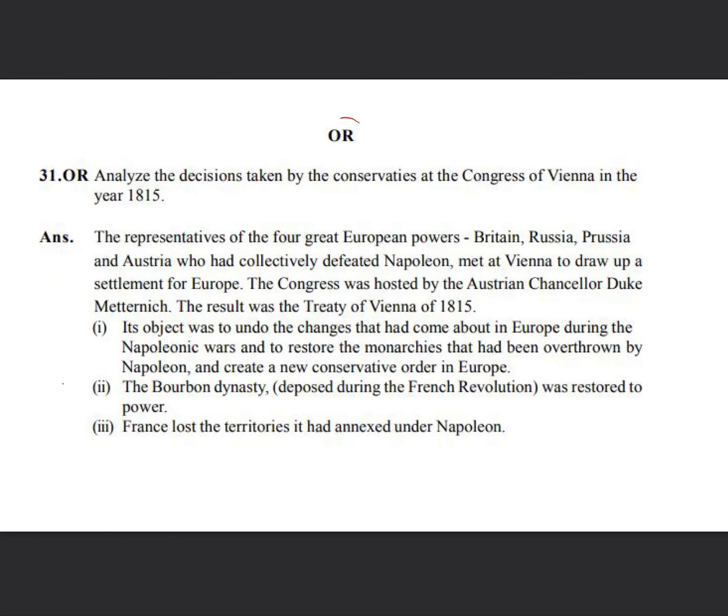In this question number 31, we also have an OR question. So, let us see what the question number 31 OR question is. Analyze the decisions taken by conservatives at the Congress of Vienna in the year 1815. This question is about the Vienna Congress 1815. Answer.